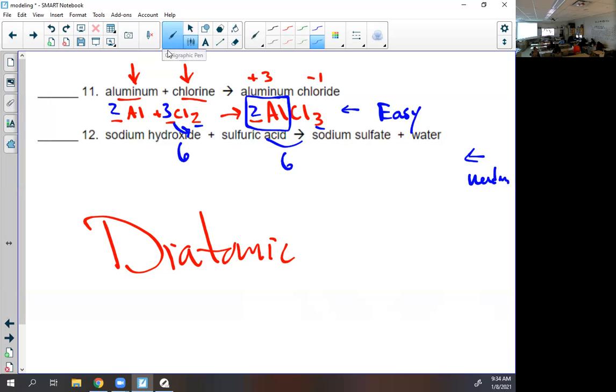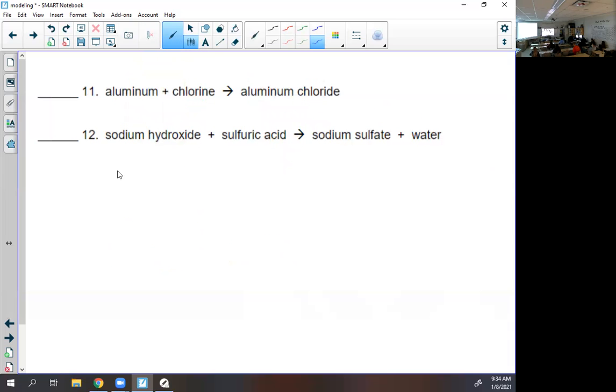Now, I know we're out of time, so let me just do this one for you. All in favor, say aye. All right, sodium +1, hydroxide -1. Sulfuric acid, I just look at the chart and it says H2SO4. My arrow, sodium +1, sulfate -2. Water, I know, is HOH. Anyone know why I wrote it as HOH? Hydroxide, good answer. So now I'm going to put the pieces together.